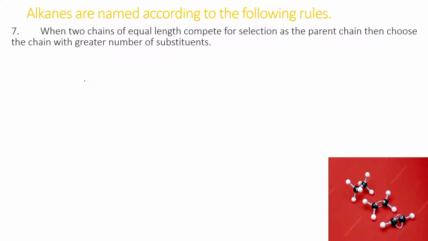Rule number 7 is that when two chains of equal length compete for selection as the parent chain, choose the chain with the greater number of substituents. Okay, so let's make a chain of carbons: 1, 2, 3, 4, 5, 6, and 7.